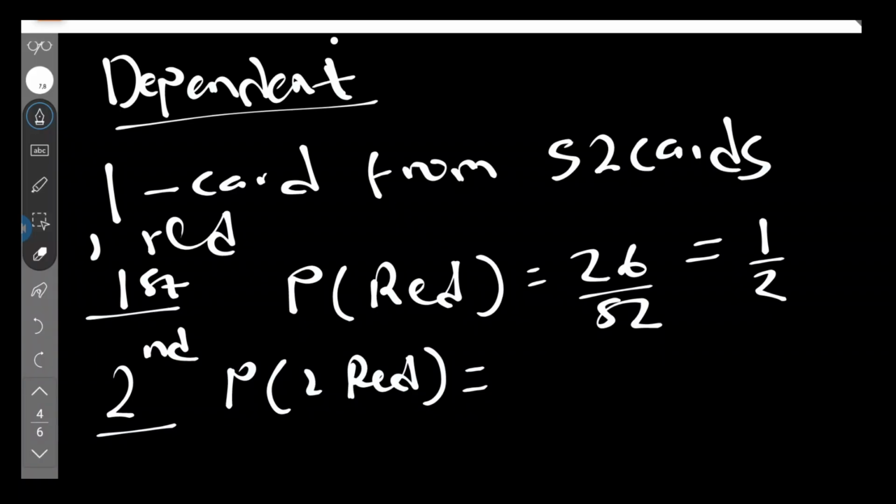Remember, now you've drawn a card, which means 25 red cards are left out of how many? Out of 51 cards, because you just removed one card which is red. From 26, you take one. From 52, you take one. Your probability now is 25 over 51. So these are dependent events. The first event affects the second event.